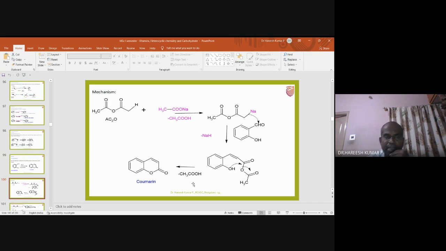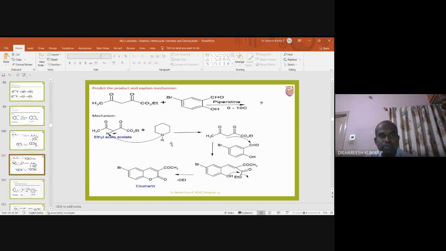So in the next slide, I am explaining that instead of taking acetic anhydride, it is also possible to take an equivalent. So what is the equivalent? This is the one, an active methylene compound. So this is again a question: predict the product and explain the mechanism. What is the name of this compound? This is the ethyl group, and this group is called the aceto group. So ethyl acetoacetate is the name of the reactant.